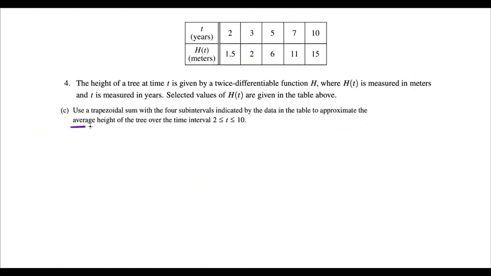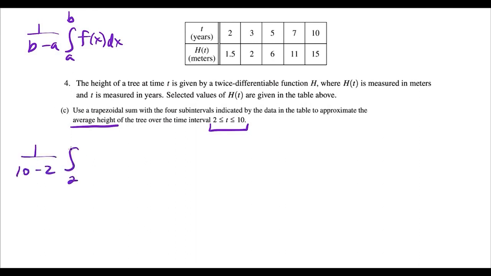Now for part C, we want to find the average height, and we have to know this formula when we show up to the AP test, the average function value formula given here. And we're going to apply it to this function for h between 2 and 10. So we're going to have 1 over 10 minus 2, the integral from 2 to 10 of h of t dt. And this is going to be equal to 1/8 times the integral from 2 to 10 of h of t dt.